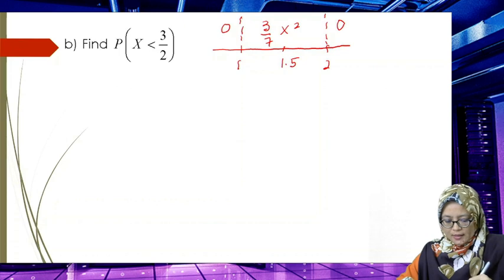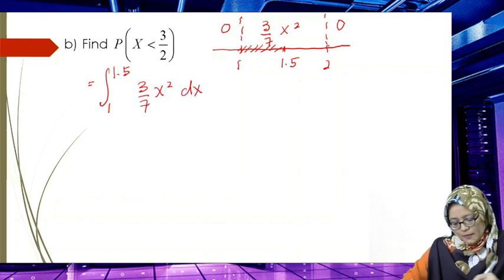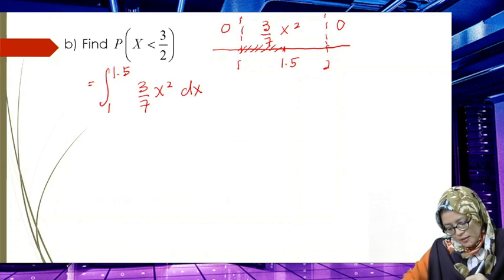Less than means starting from 1.5 and going to the left side. Since our interval started at 1, we start from 1. We find this value by integrating from 1, the start of our interval, up to the value we want, which is 1.5, the function 3 over 7 x squared dx. Like before, 3 over 7 is a constant, so we integrate x squared and get x cubed over 3. Substitute the values from 1 to 1.5.